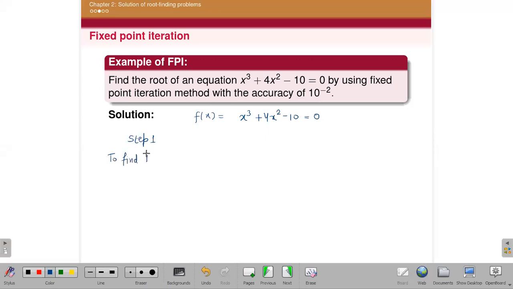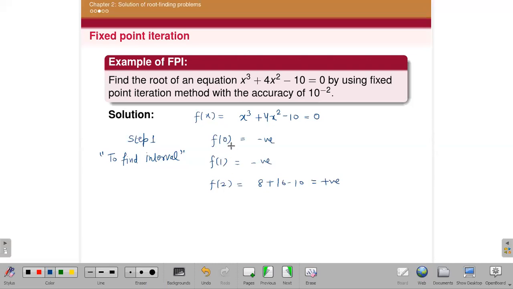To find the interval, because here the interval is not given. So let us find the interval by IVT. Let us take random values. At 0 it is negative. At 1 it is negative, because 1 plus 4 minus 10 is negative, and f at 2 is 8 plus 16 minus 10, it is positive. So the root lies in between 1 and 2.